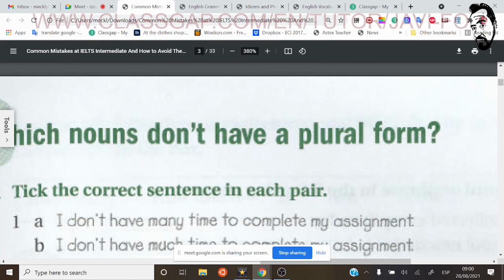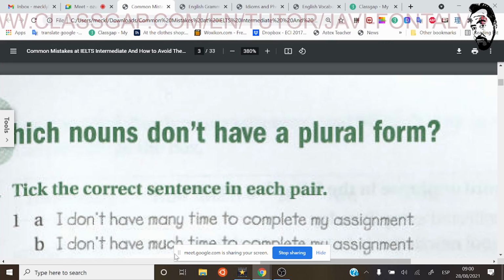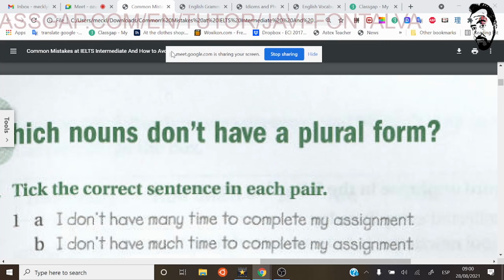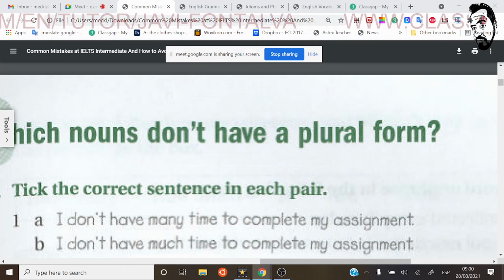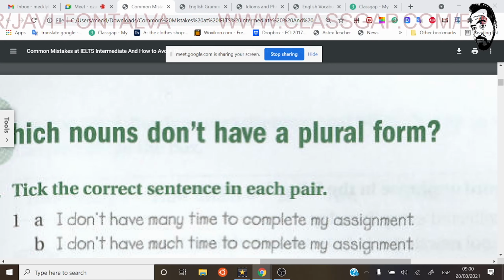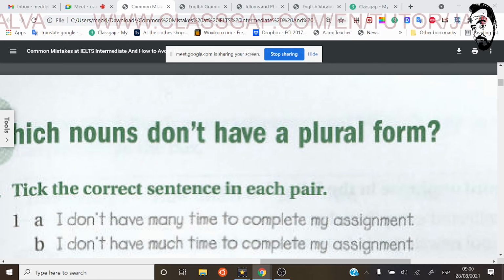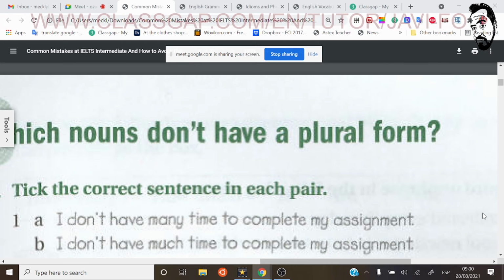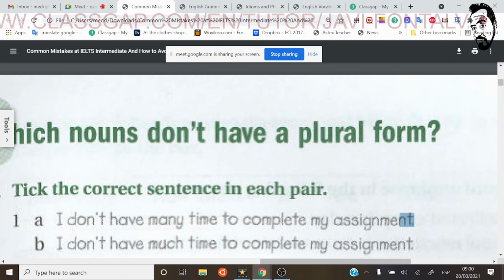Okay, so here I have these two sentences, A and B. Which one do you think is correct? A or B? Can you see this? Yeah?